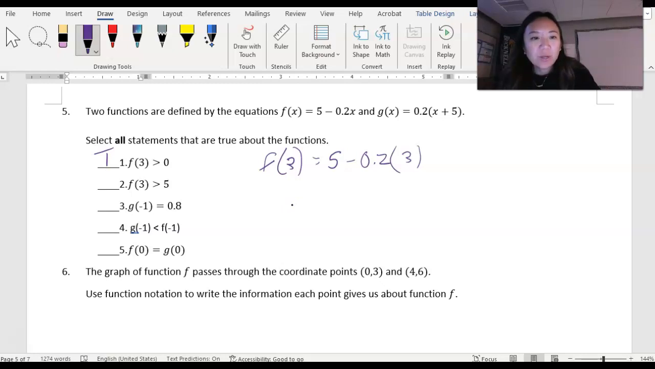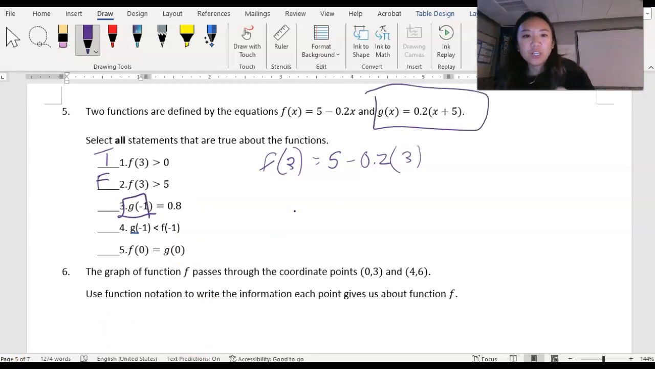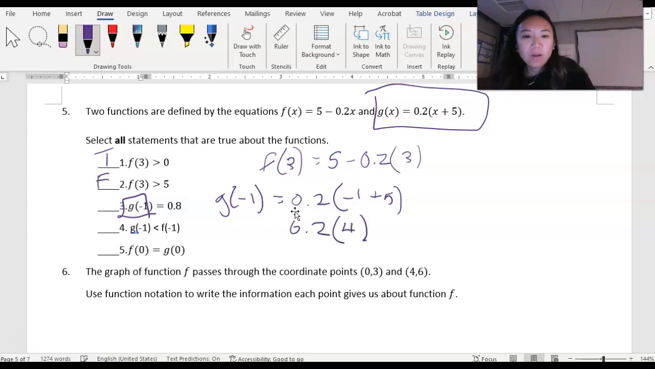f of 3 is greater than 5? So here we get 4.4, and that is not greater than 5, so that is false. Okay, so the next one is g of -1, which means I'm looking at function g. So I'm plugging -1 in for x: 0.2 times -1 plus 5. And so this would be 0.2 times 4, which is going to give me 0.8. And that does equal 0.8, so this is true.